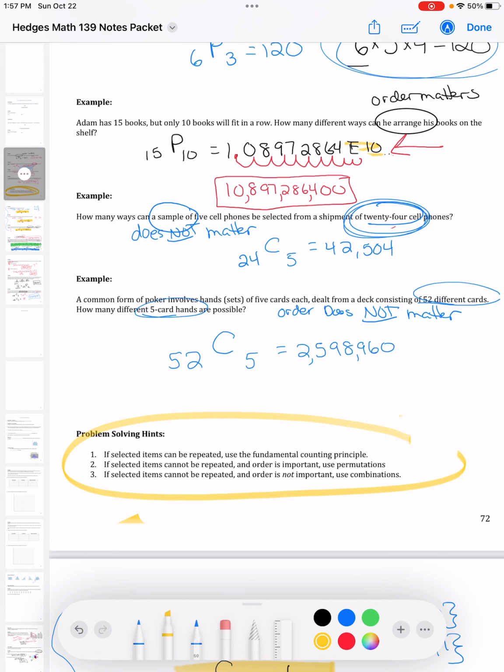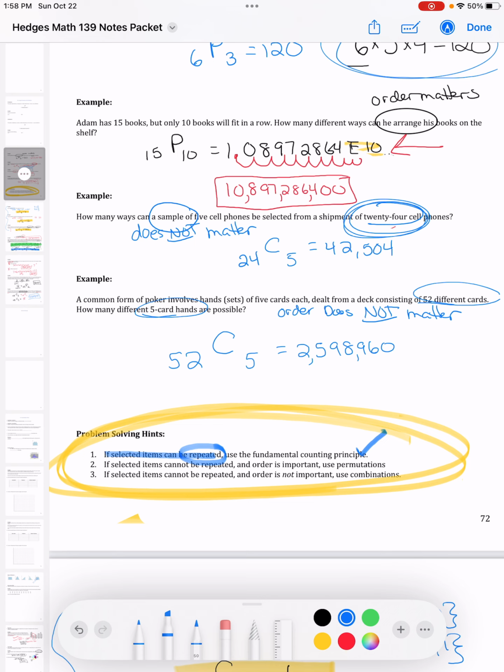We've got some problem solving hints down here. In 10.2, we went over fundamental counting. Fundamental counting stands out because you can repeat. So there are basically 2 questions you need to ask yourself. Can I repeat? If you can repeat, then you're doing that fundamental counting where it's just the numbers multiplied together. So maybe like we're flipping coins, 2 times 2 times 2. We're just going to multiply them together.